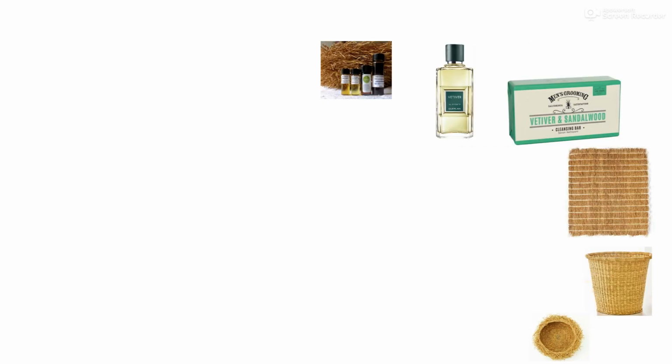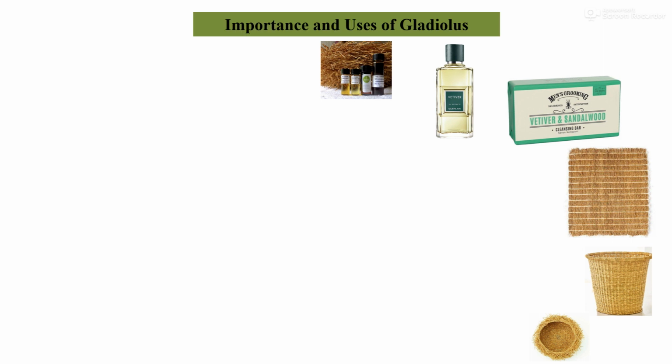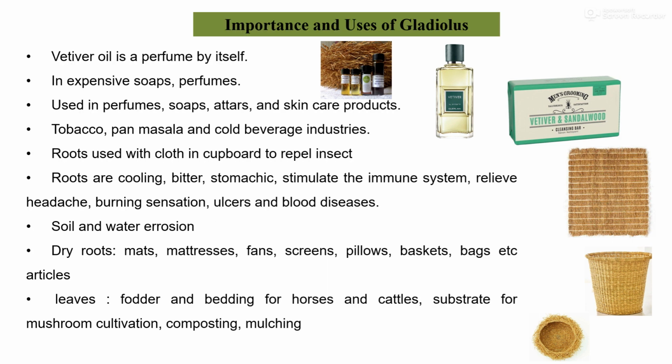We will discuss a few of the uses and importance of vetiver. Vetiver oil is itself a high-grade perfume which gives a pleasant smell. In expensive soap and perfume, vetiver oil is used for flavoring. It is used in perfume, soap, attar and skincare products also. In tobacco, pan masala and the cold beverage industry, vetiver is again popular. The vetiver roots are used with cloth in a cupboard to repel insects.